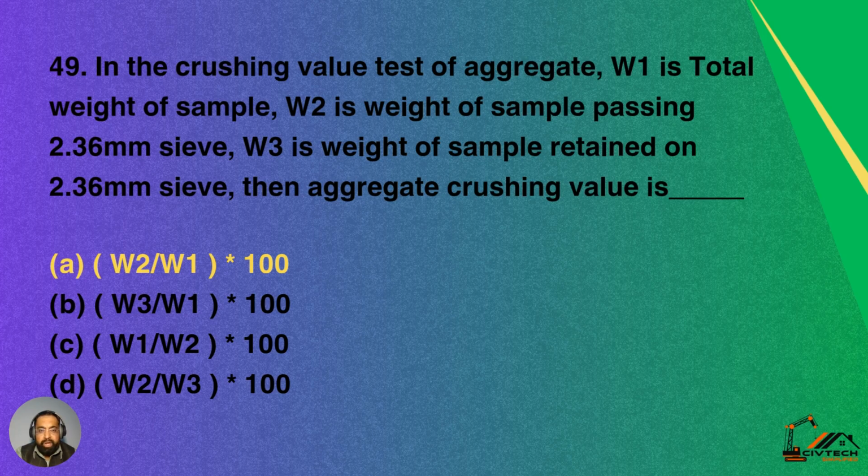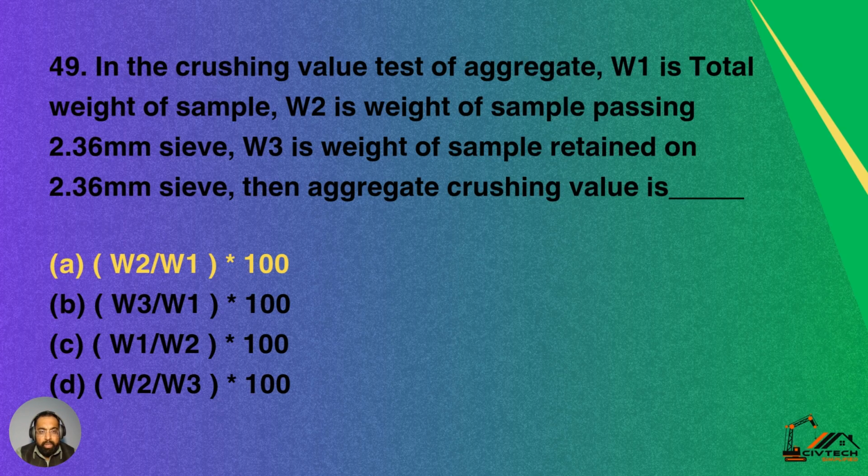Question 49. In the crushing value test of aggregate, W1 is the total weight of sample, W2 is the weight of sample passing the 2.36 mm sieve, and W3 is the weight of sample retained on the 2.36 mm sieve. Then the aggregate crushing value is dash. Option A W2 over W1 into 100. Option B W3 over W1 into 100. Option C W1 over W2 into 100. Option D W2 over W3 into 100.